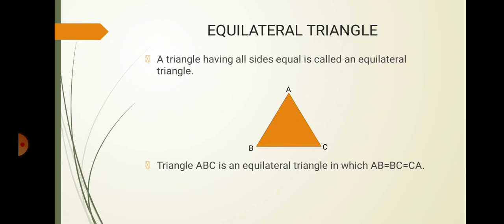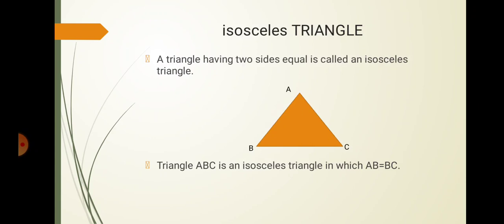Equilateral triangle: a triangle in which all the sides are equal is an equilateral triangle. Suppose the measurement of the side AB is 3 cm, then obviously BC and CA should also have the same measurement. Those types of triangles are called equilateral triangles. Next is the isosceles triangle. A triangle having two sides equal is called an isosceles triangle. It's not compulsory that AB and AC alone should be equal or AB and BC should be equal. Any two sides of a triangle being equal makes it an isosceles triangle.